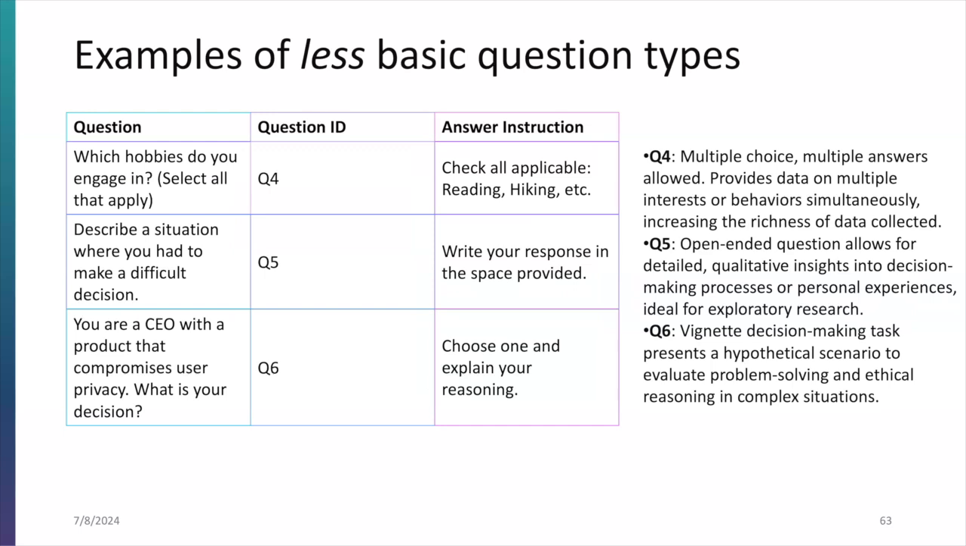We can start to move into more complex. So select all that apply, multiple choice, multiple answers. There are open-ended questions for more qual. Write your response in the space provided, choose one, explain your reasoning, that sort of thing. Starting to get towards vignettes and more uncertainty in how models might also respond.